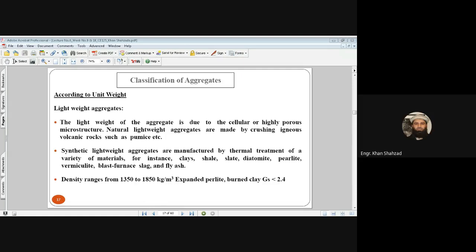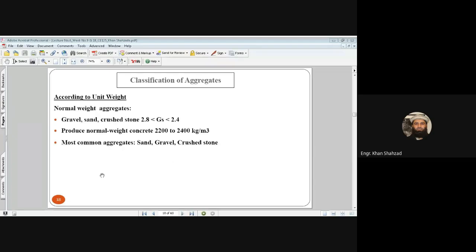Good. So which one will be the next? Which type will come after this? According to density, heavyweight is done, lightweight is done, what will come next? Medium weight, moderate, that is called normal weight aggregate. So the normal weight aggregates are those aggregates which have the normal weight.